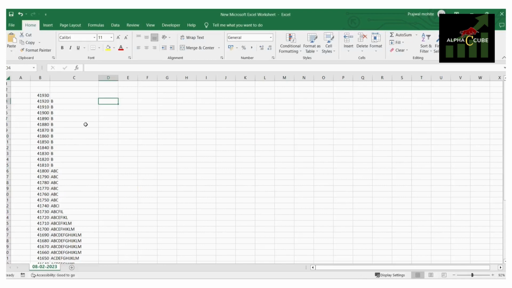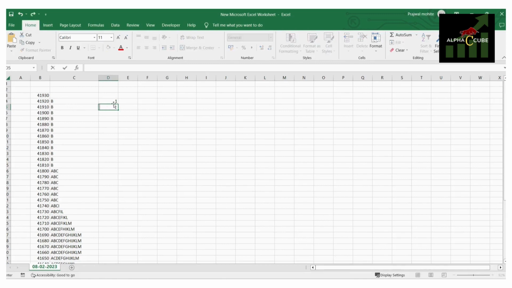The next step will be to calculate the POC. For calculation of POC, we need the TPOs, like time price opportunity. TPO is nothing but how many letters are spent at each price level. So I repeat, how many letters are spent at each price level. You can see that at 41,920 there is only one letter, so we just put 1 here. At 41,910 also we have only one letter, so we put 1 here.